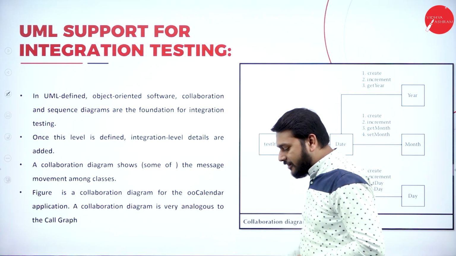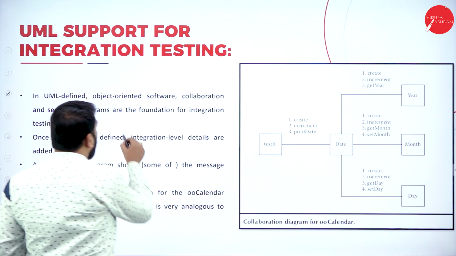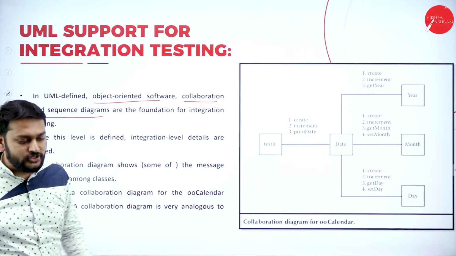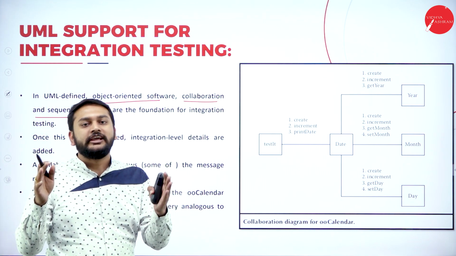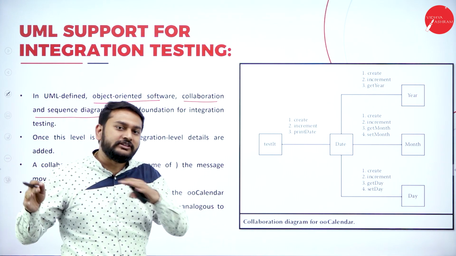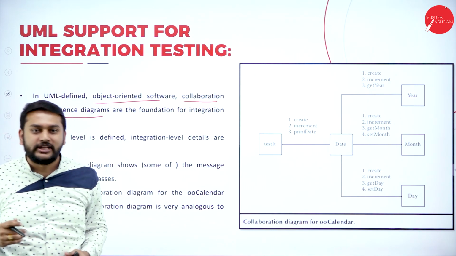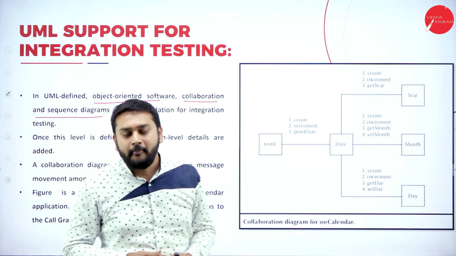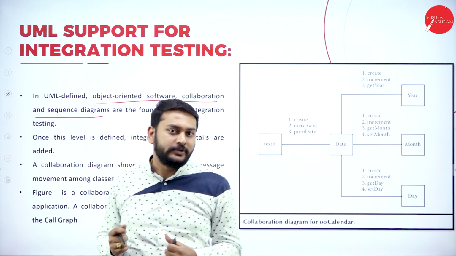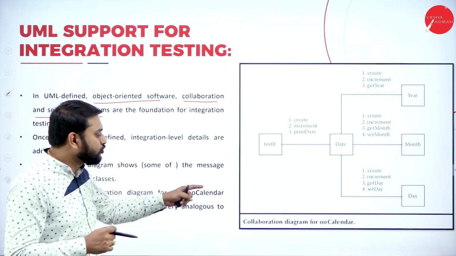Please remember UML defined object-oriented software, and the collaboration and the sequence diagrams are the foundation for the integration testing. Only once it is all set and ready at this level is it possible for me to perform the integration testing. So then what exactly does the collaboration diagram give me? My dear students, you need to understand collaboration diagrams.